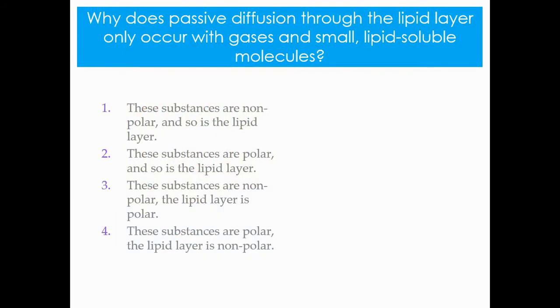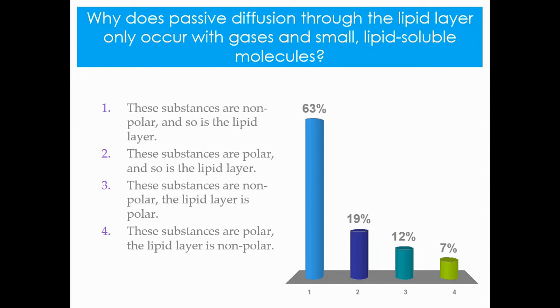So why does passive diffusion through the lipid layer only occur with gases and small lipid-soluble molecules? So like O2, CO2, those are small and also lipid-soluble. So the reason is because these substances are nonpolar and so is the lipid layer. Okay?